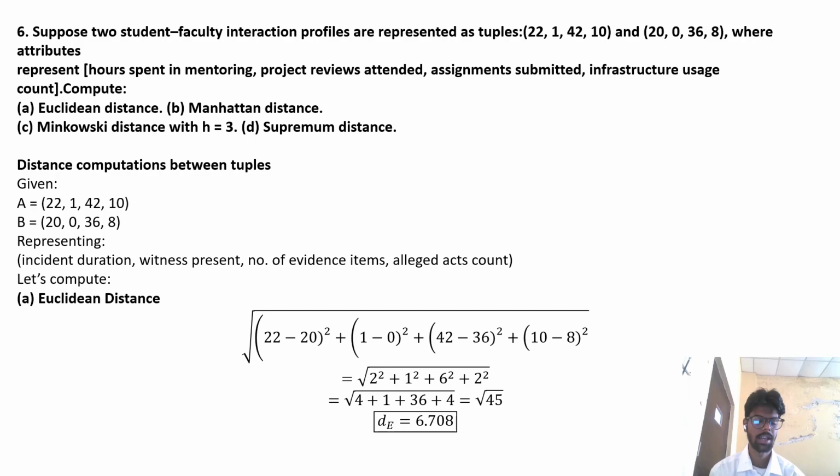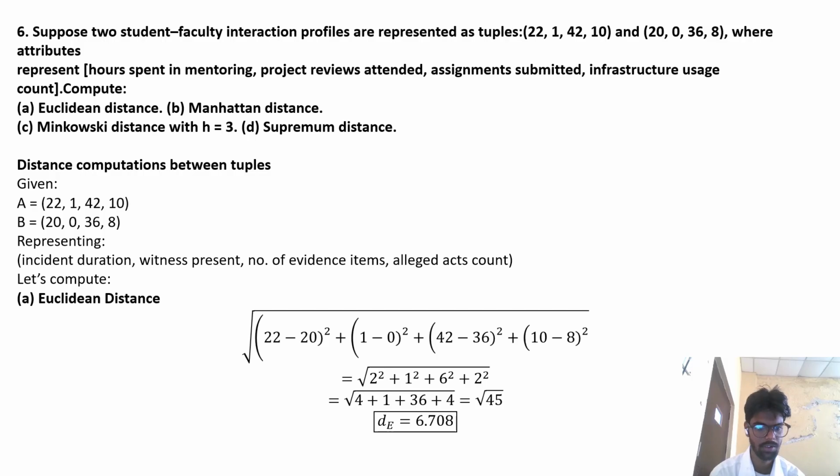Now question 6. Suppose two student-faculty interaction profiles are represented as tuples. The first tuple is 22, 1, 42 and 10, and the second tuple is 20, 0, 36 and 8. The attributes represent hours spent in monitoring, project reviews attended, assignments submitted, and infrastructure users count. You have to calculate the Euclidean distance, Manhattan distance, Minkowski distance when h is 3, and supremum distance. Now, let's start.